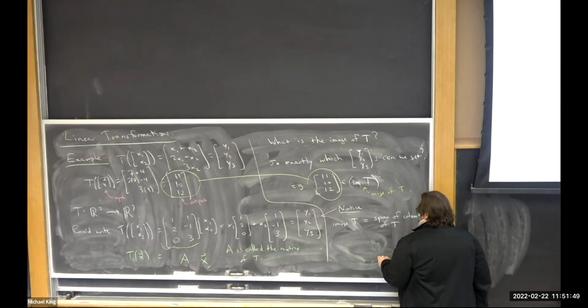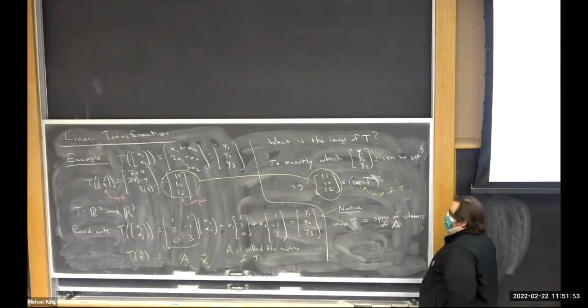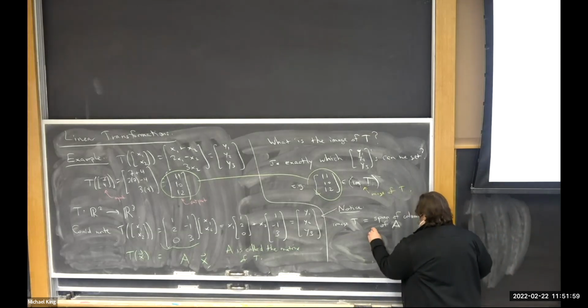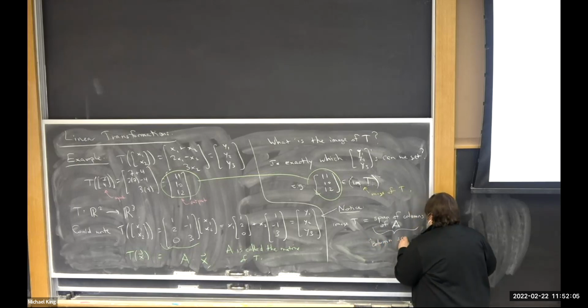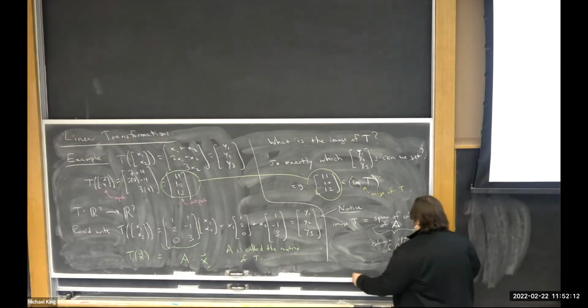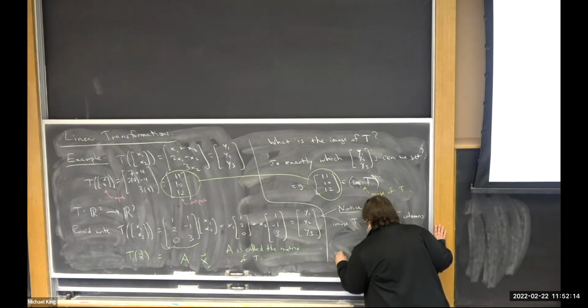And there's a name for this. This is called the column space, or span of the columns of A, I should really say. I should refer to the matrix, span of the columns of A. This is called the column space. I'll talk about subspaces at some point. This is called the column space of A, just the span of the columns of A. So the image of T and the column space of A are really the same thing.